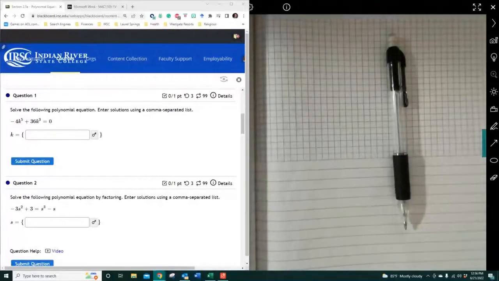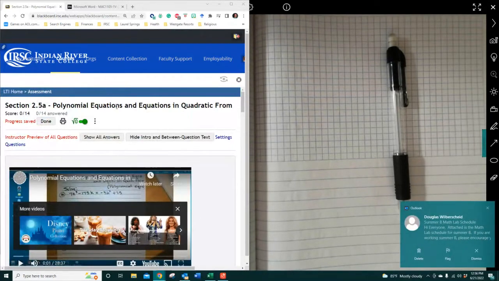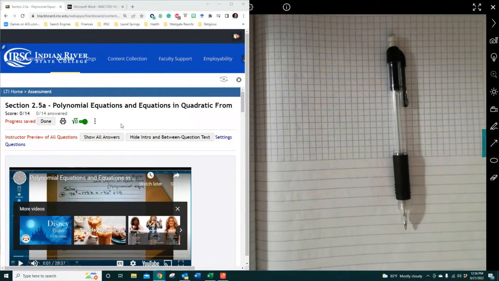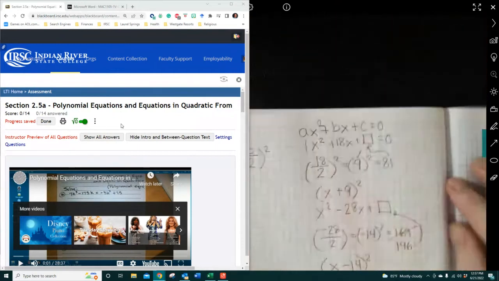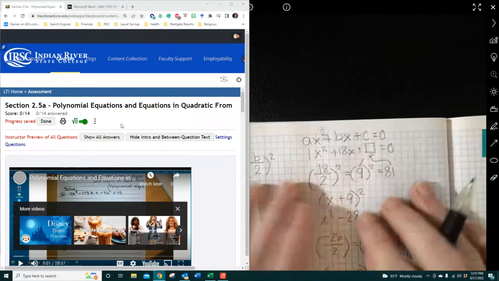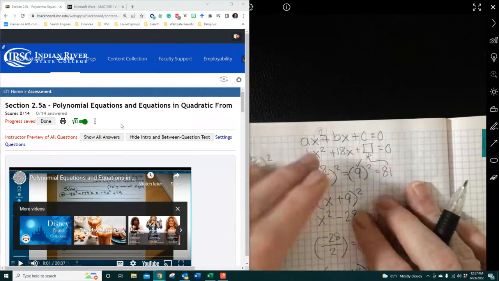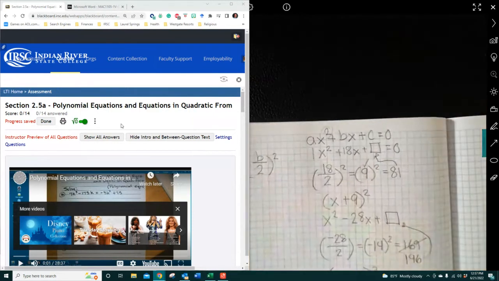All right, students, I'm going to go ahead and now address lesson 25A, polynomial equations and equations in quadratic form. So the essence of quadratic form is, again, this concept, and I actually forgot to put it there, but it's in the form of this right here, where we have this quadratic. Now, we want it to be in this kind of form where it's 2, 1, 0, right? Because that's the kind of form we're looking for.